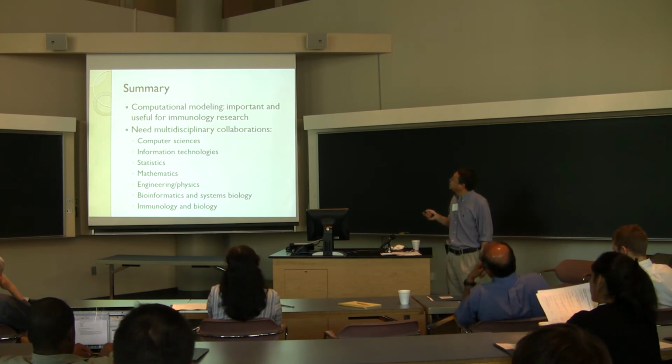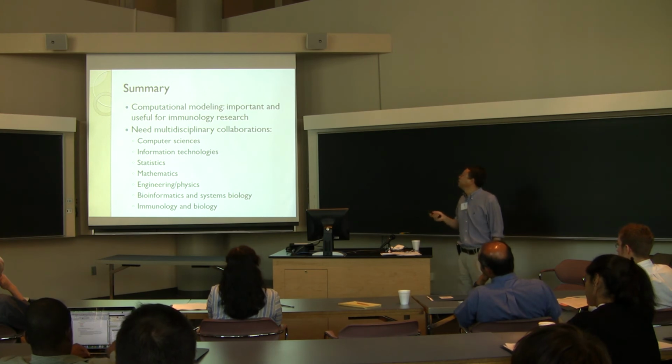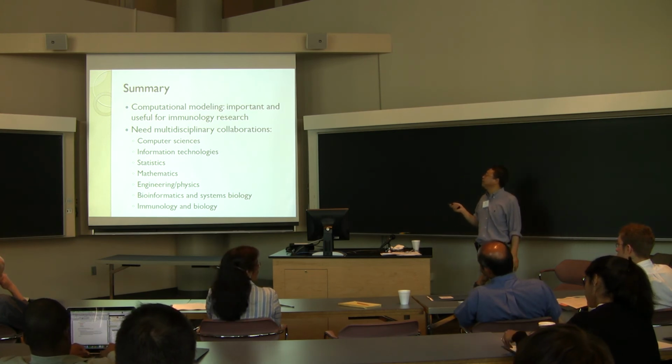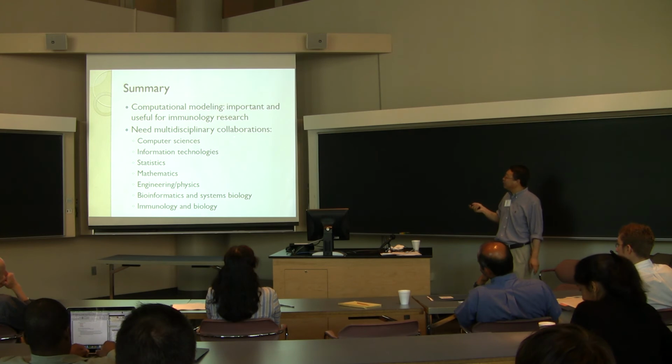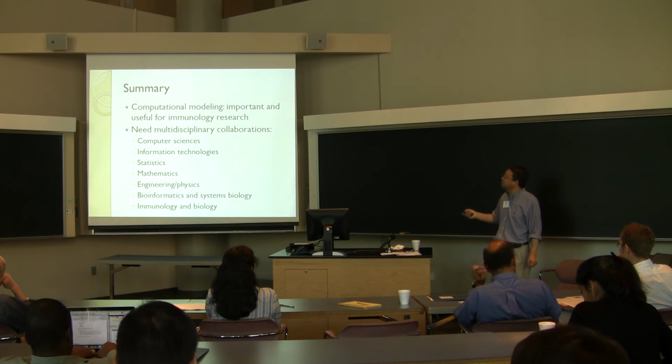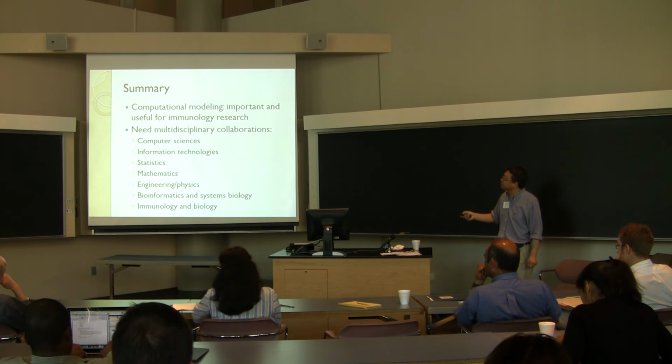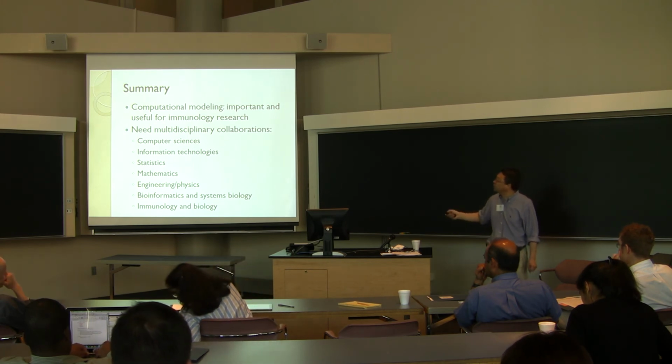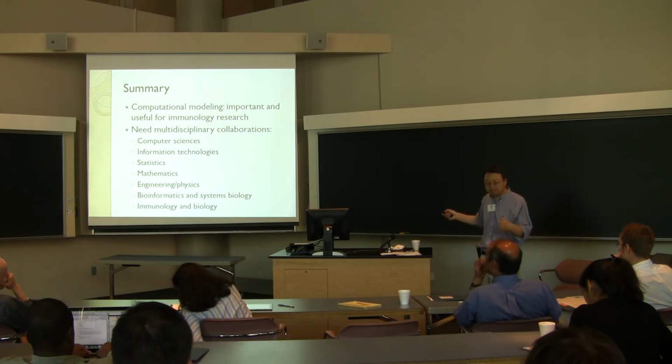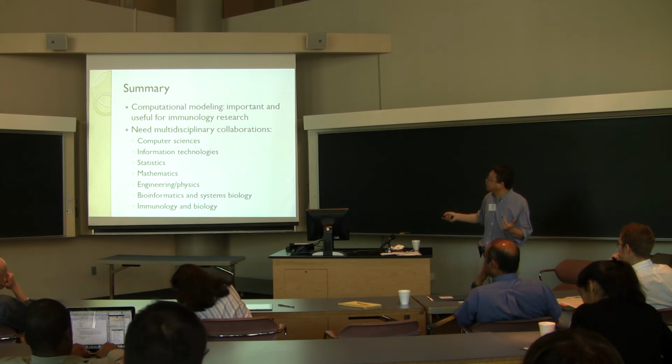But when you do computational modeling, we really need multidisciplinary collaborations. Basically multidisciplinary, not only between experimentalists and quantitative scientists, but also among the quantitative scientists. There are a lot of different things we need in computer science, information technology, statistics, mathematics, engineering, physics, bioinformatics, all these different kinds of people. Even for all these people, who are more quantitative and computational, there are still a lot of things we need to integrate.